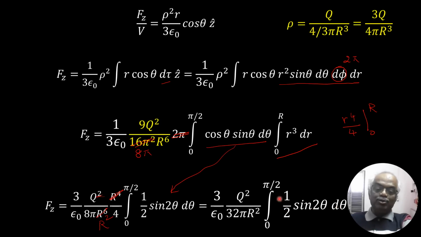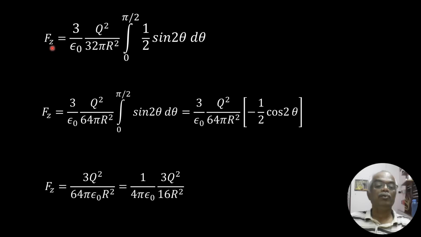So now we will carry out the last integral. We have obtained the force along the z direction is equal to 3 over epsilon naught, q squared over 32 pi R squared, integral between 0 to pi by 2 of sin 2 theta d theta. Then you bring this outside the integration, so this 32 will become 64. So this will become 3 over epsilon naught, q squared over 64 pi R squared, integral between 0 to pi by 2 of sin 2 theta d theta.